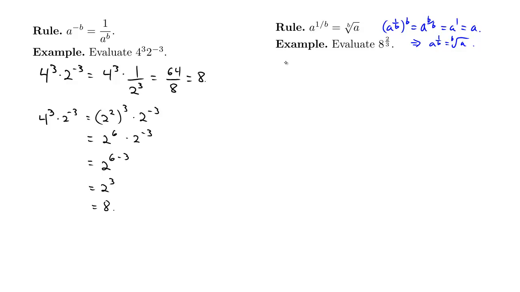For example, if we want to evaluate 8 to the 2 over 3, then we get 8 to the 1/3 all squared. So this is the cube root of 8 all squared. Since the cube root of 8 is 2, we get 2 squared, which is 4.